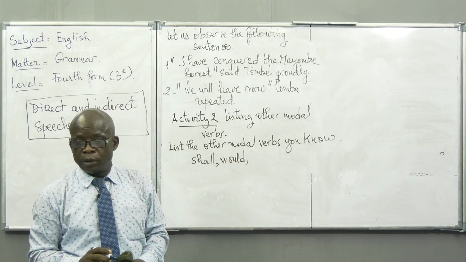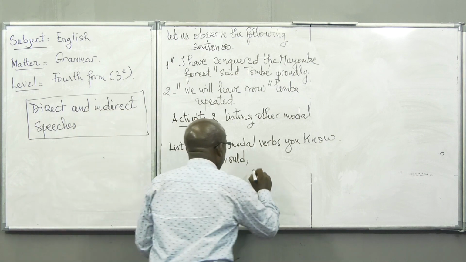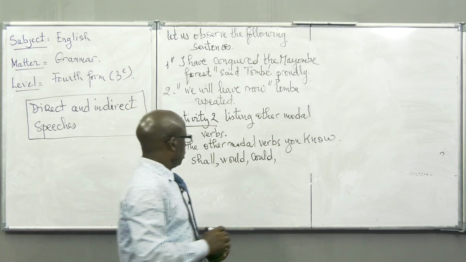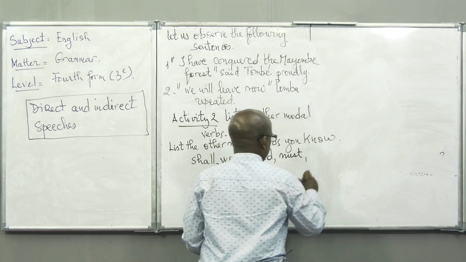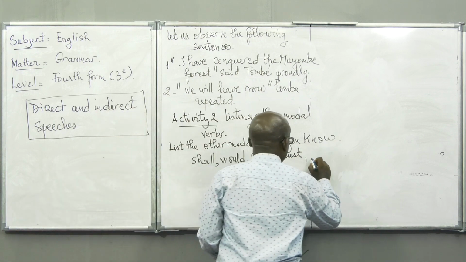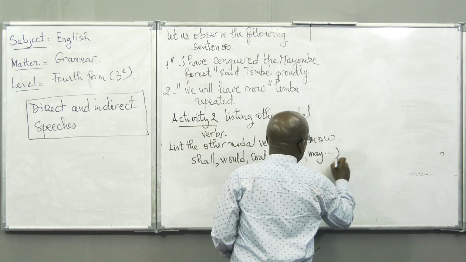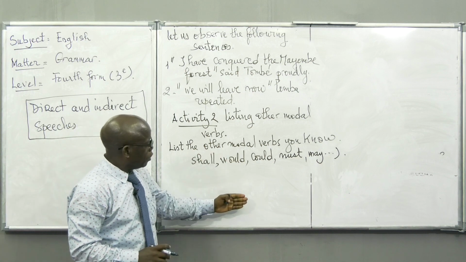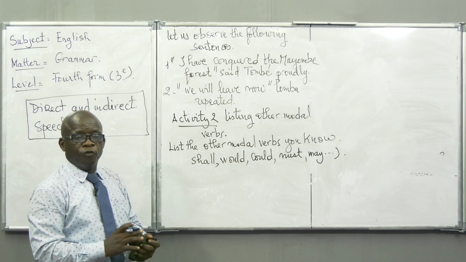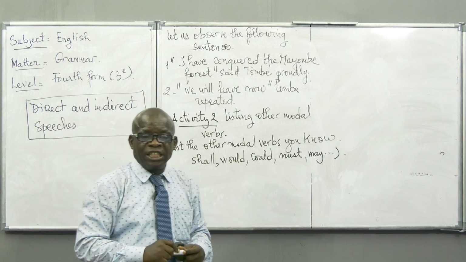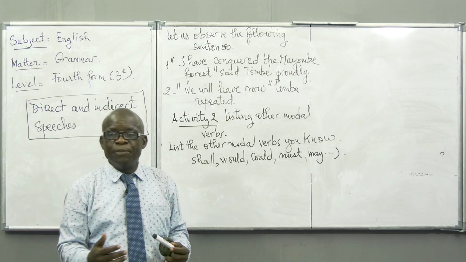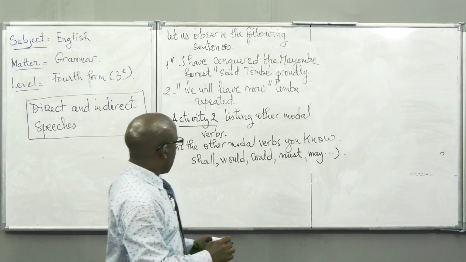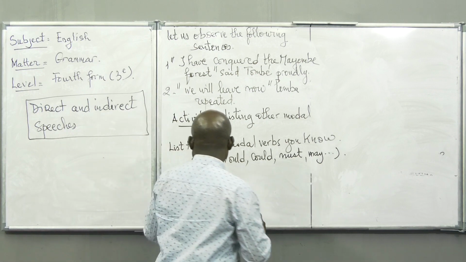Okay. Yes. Could. Yes. We have also must and may and so on. So shall, would, could, must and may are also modal verbs. Now let's move on to activity number three. Activity number three will deal with sentence transformation into indirect style. Let's write it here.